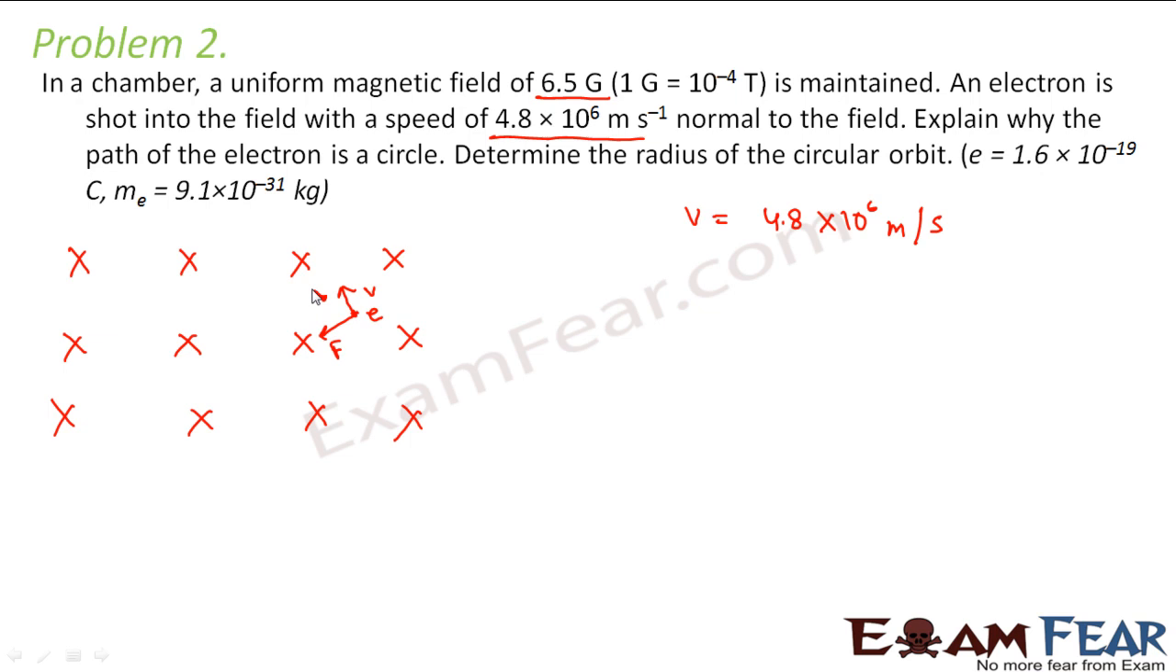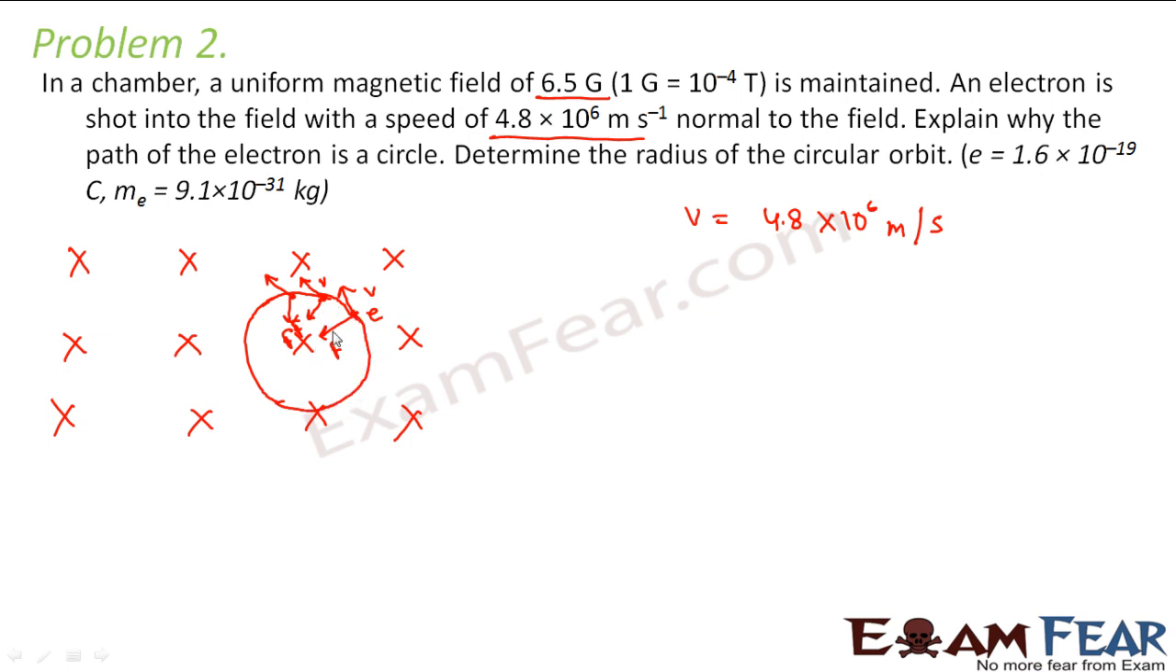Again at this point, the electron will tend to go in this direction. But the magnetic field is downward. So by right hand rule, the force will again try to push it in this direction. So again the electron will come somewhere here. Again it will try to move in this direction, but by right hand rule the force will be along this direction. So now if you look at these points and if you start joining these points, you will end up in a circle.